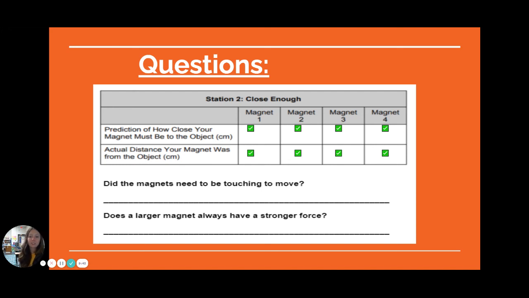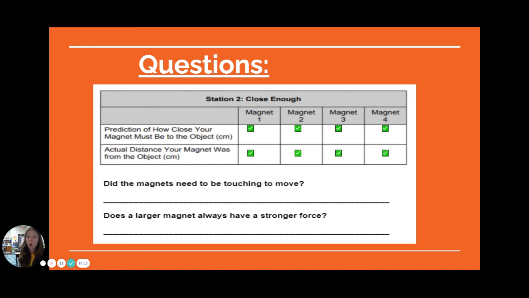Your second question, if you didn't finish that first one, go ahead and pause. Your second question says, does a larger magnet always have a stronger force? What do you think? In our example, one of our larger magnets did have the stronger force, meaning it could pull that object from farther away. But in real life, magnets that are larger don't always have a stronger force. It's true. Sometimes there are really large magnets that don't have a very strong force at all, and there are really small magnets that have a stronger force.